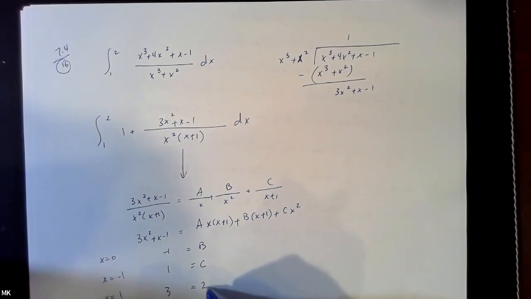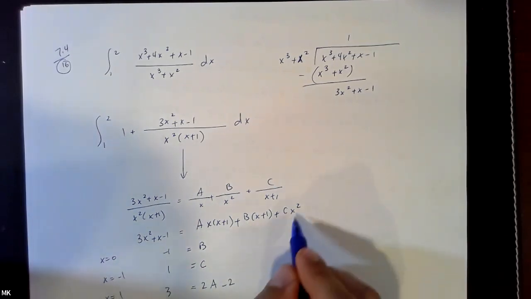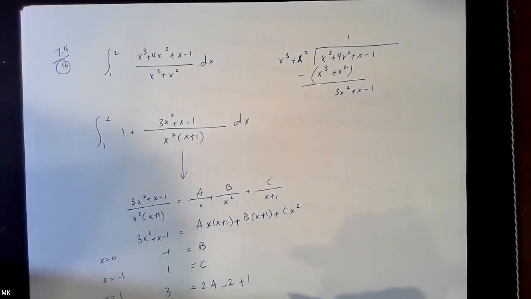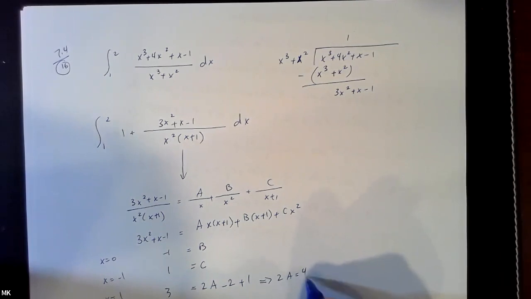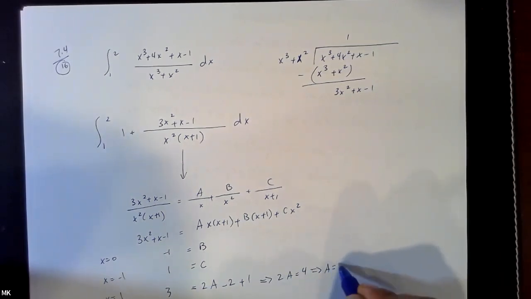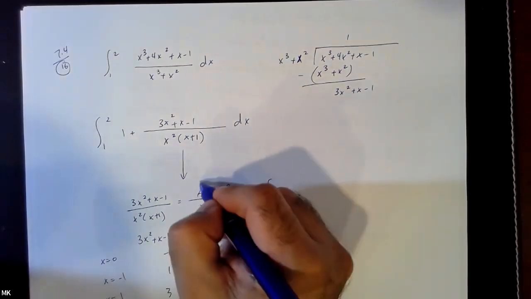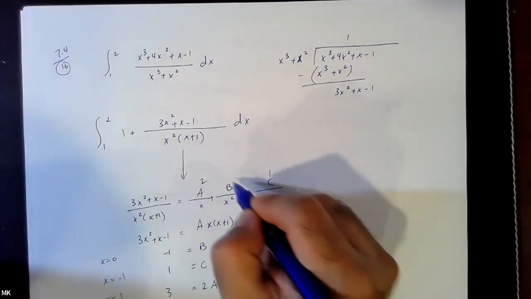There's going to be 2a, 2b, but b is negative 1, so negative 2, 1c, but c is 1. So 2a is equal to 4. A is equal to 2. So 2, 1, negative 1.